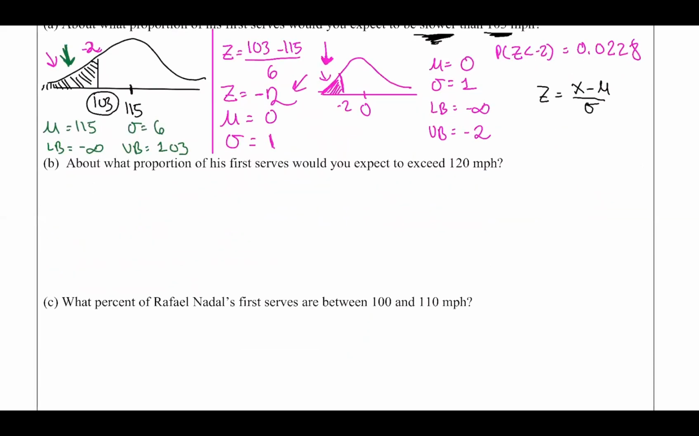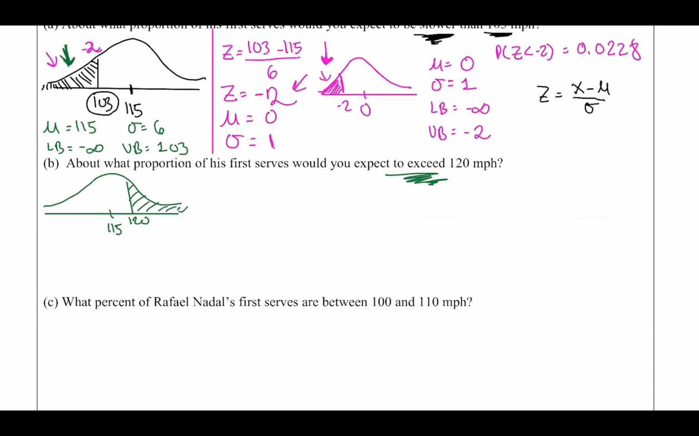All right, so let's do B. For B, it says about what proportion of his first serves would you expect to exceed 120? So let's go ahead and do this. We'll draw it out. 115. We'll say 120 is somewhere there. And if you look at it, it said exceed. Exceed means it should be bigger than 120, or faster than 120 miles per hour. So that means we shade the right-hand side.